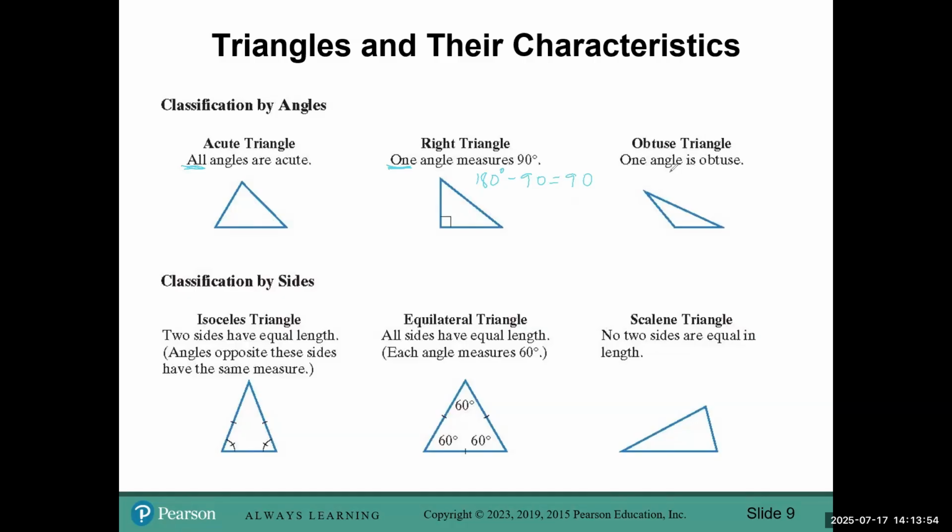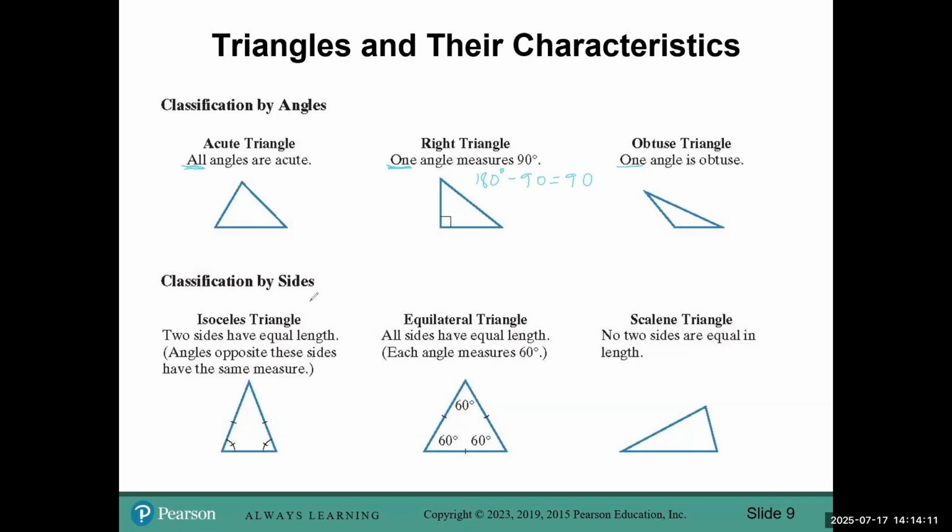An obtuse triangle also has just one angle that's obtuse, for the same reason as the right triangle, right? Because the obtuse angle is going to be more than 90. That means we don't even have 90 degrees left for these other two. So they have to be acute.